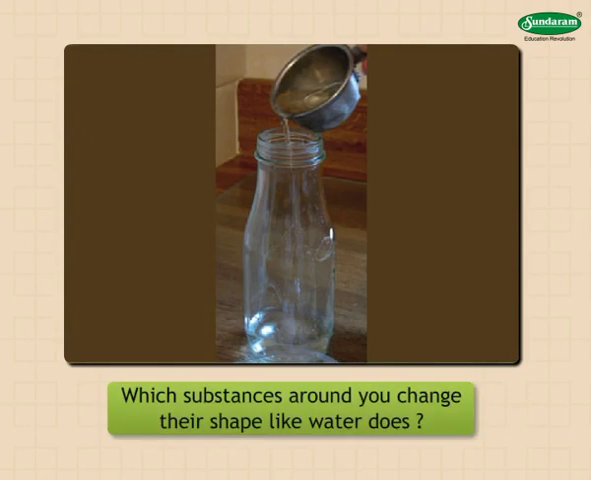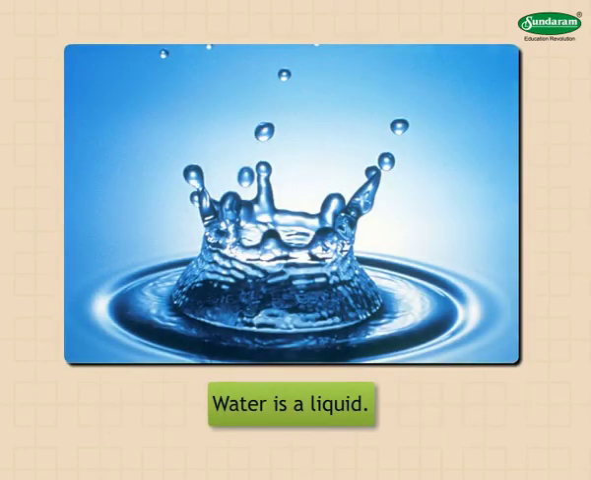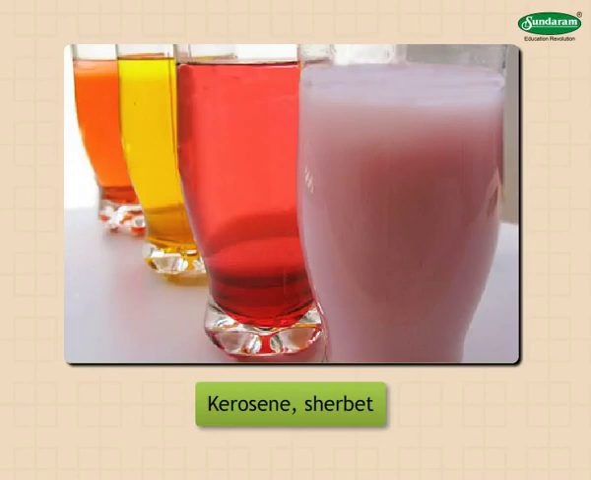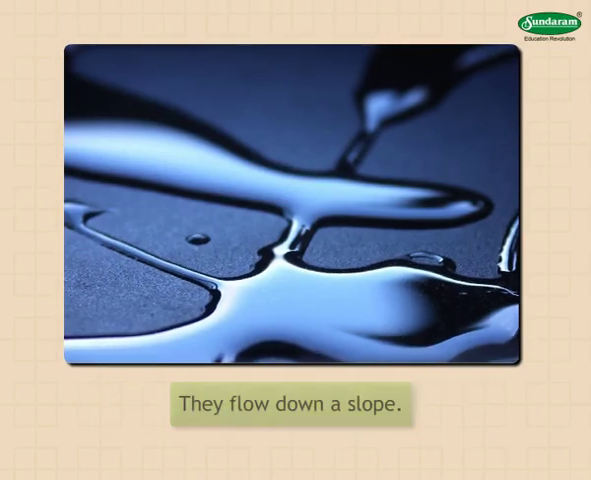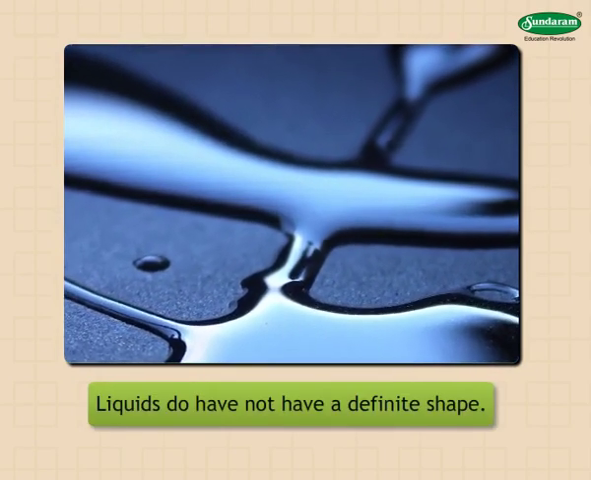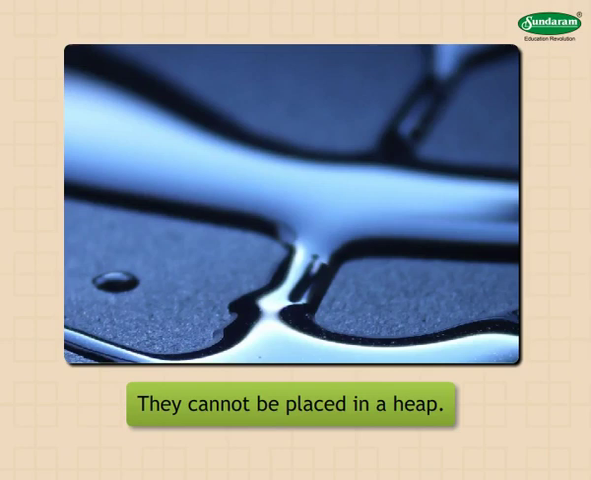Which substances around you change their shape like water does? Water is a liquid. Kerosene and sherbet are also liquid substances. Liquid substances spread on a flat surface. They flow down a slope. Liquids do not have a definite shape. They cannot be placed in a heap.